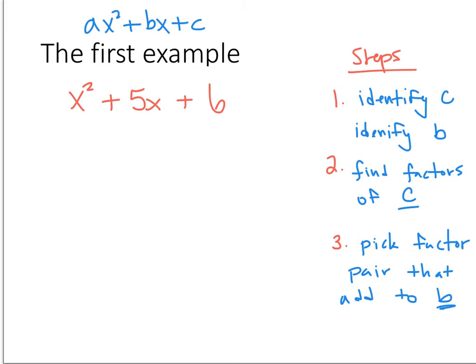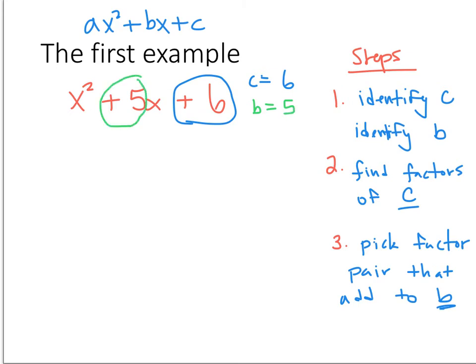All right, so here's our first example. We're given a trinomial in the form ax squared plus bx plus c. In this case we're looking at x squared plus 5x plus 6. What we're going to try to do is identify c and identify b. If we look at this, c is equal to 6, and that's right here, so this is c. And b is equal to 5, which is this piece right here.